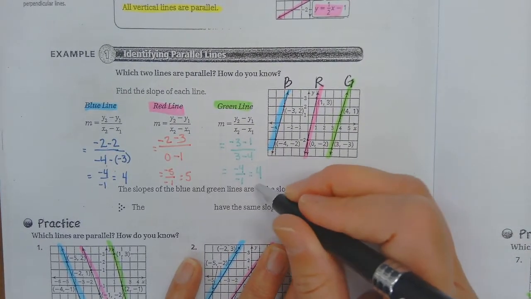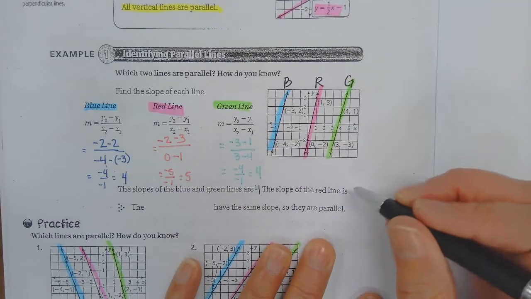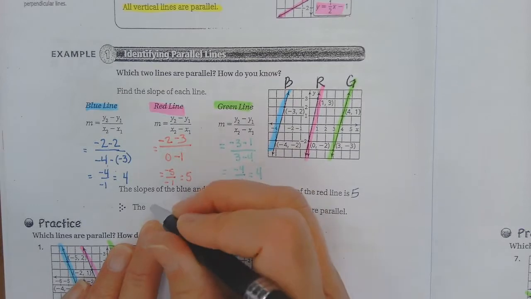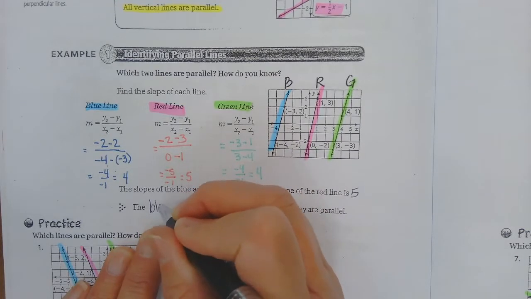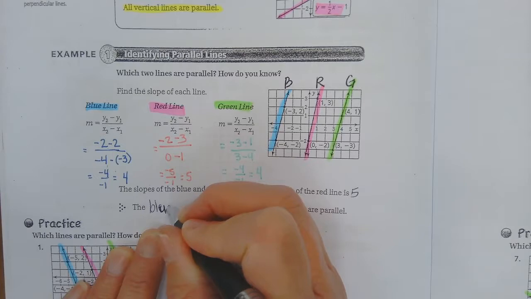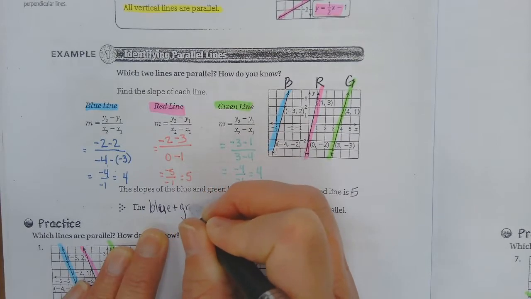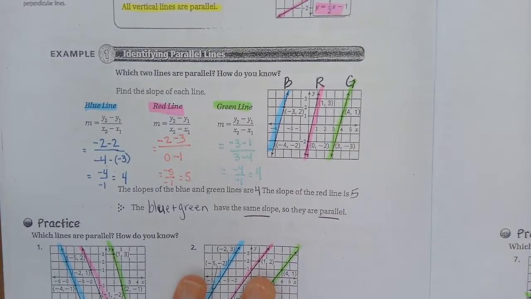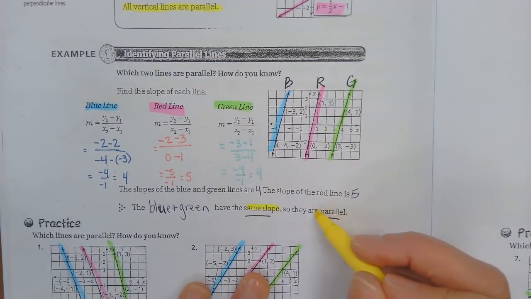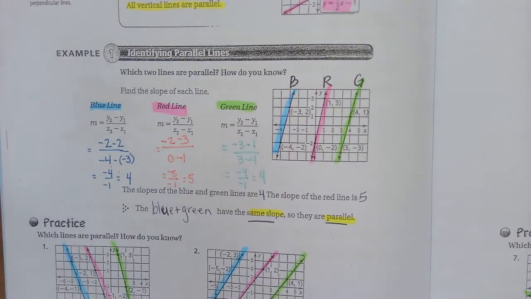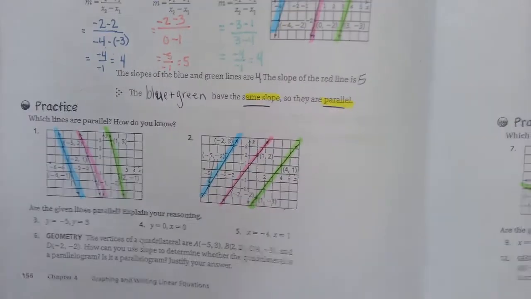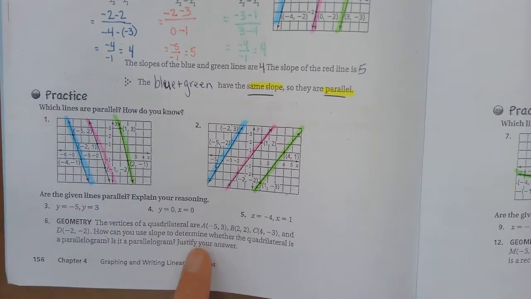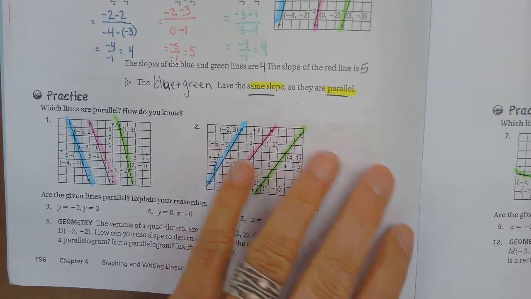So the slopes of the blue and the green lines are 4, and the slope of the red line is 5. So therefore, the blue and the green have the same slope, so they are parallel. Same slope, parallel. Okay, in just a minute, we're going to go on with the next part of the lesson. In a few minutes, you're going to do numbers 1 through 6, and I'm going to show you where to do that in a minute.